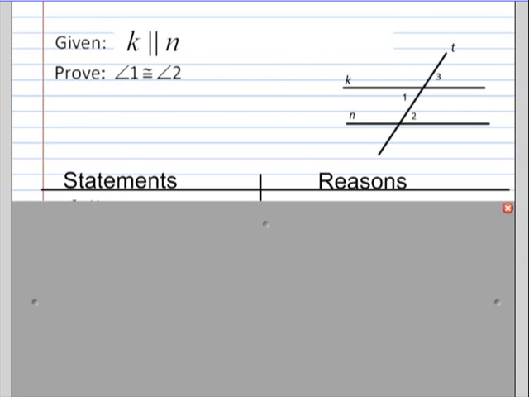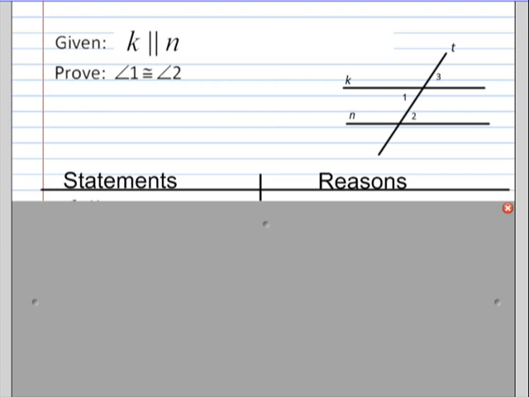Hello everyone, this is Mr. Pelt, and today I'm going to show you just the very beginnings of how to do proofs involving parallel lines. This is really a dumb proof. This is just as easy as it gets. It's not really even much of a proof.